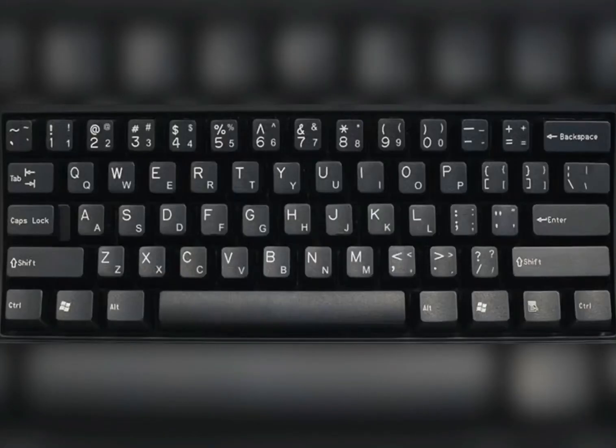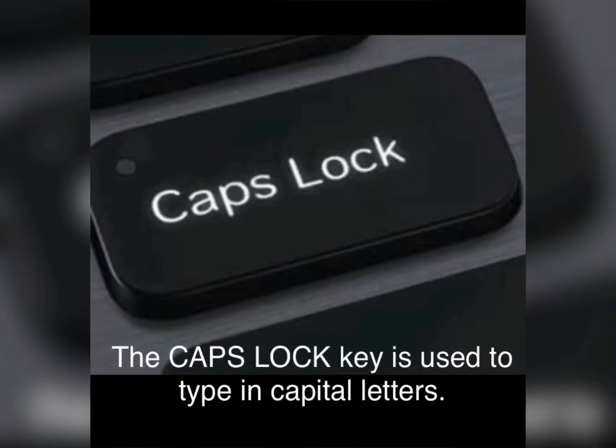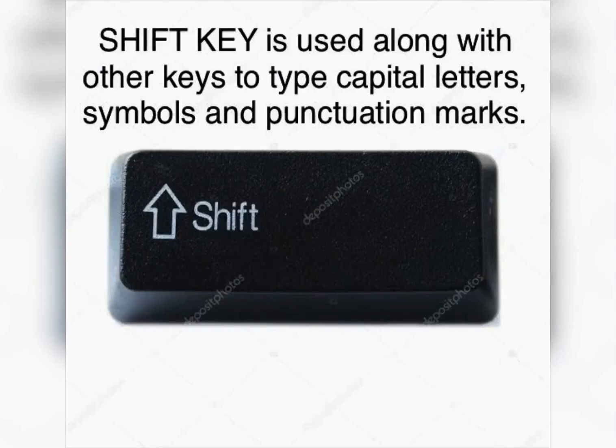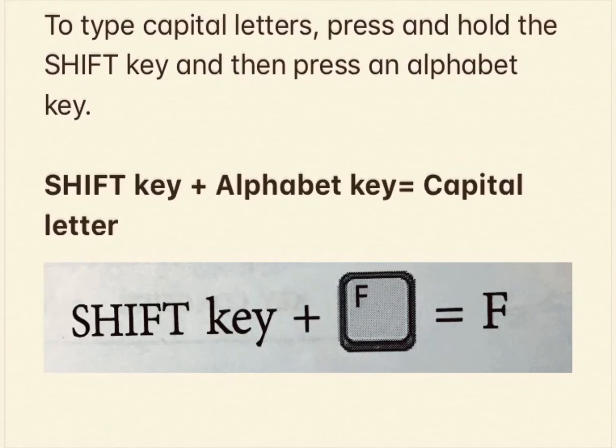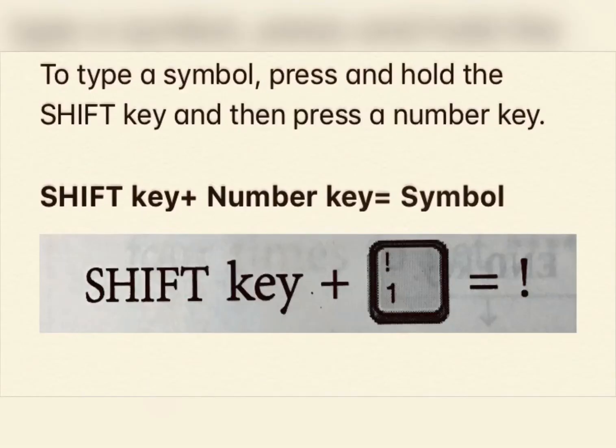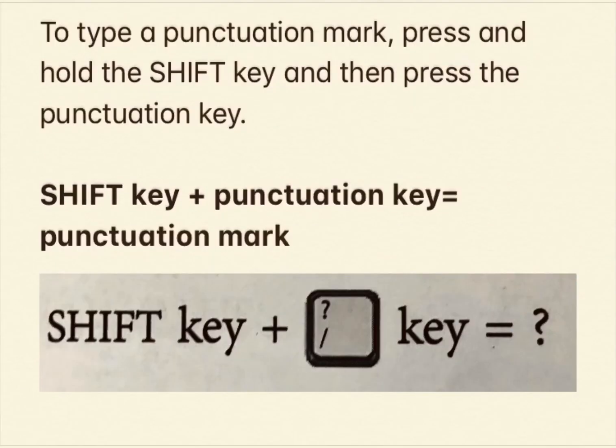What is the use of keyboard? We use keyboard to do typing on the computer screen. Caps lock key is used to type in capital letters. Shift key is used along with other keys to type capital letters, symbols and punctuation marks. To type capital letters, press and hold the Shift key and then press an alphabet key. You will get capital letter. To type a symbol, press and hold the Shift key and then press a number key. You will get the symbol that is on the top of the number key. To type a punctuation mark, press and hold the Shift key and then press the punctuation key. You will get the punctuation mark.